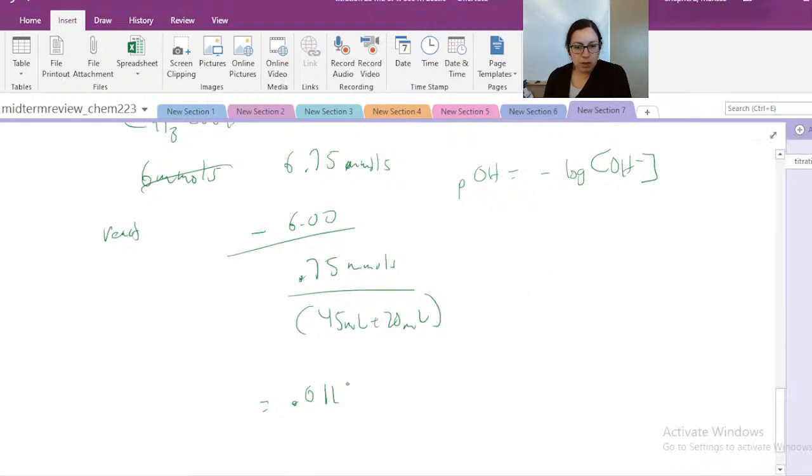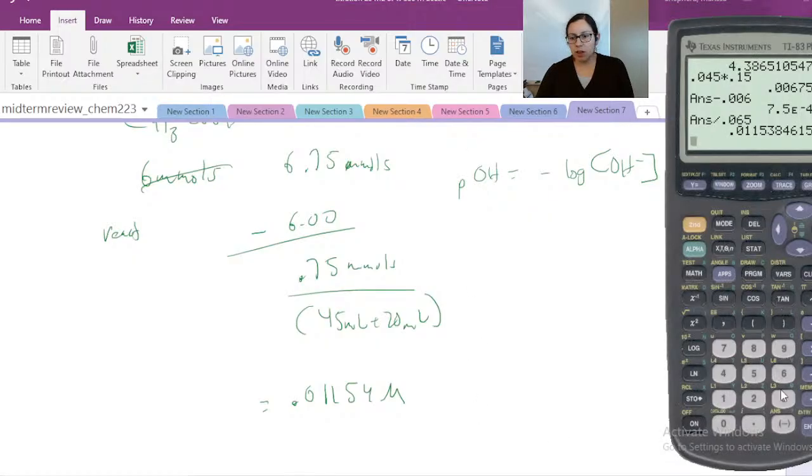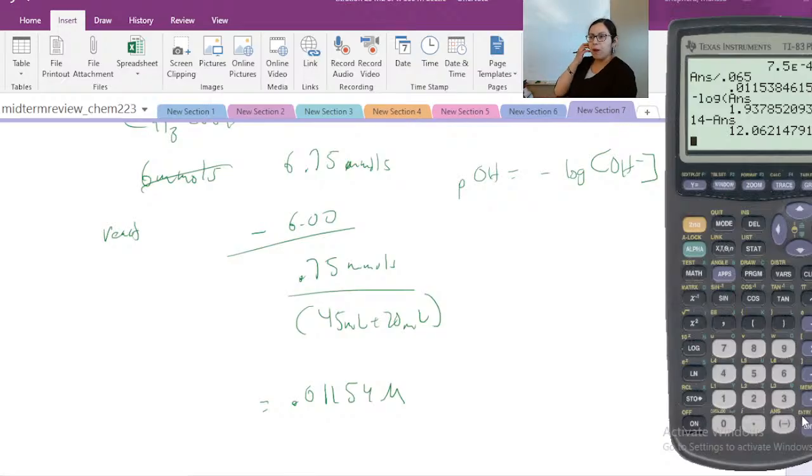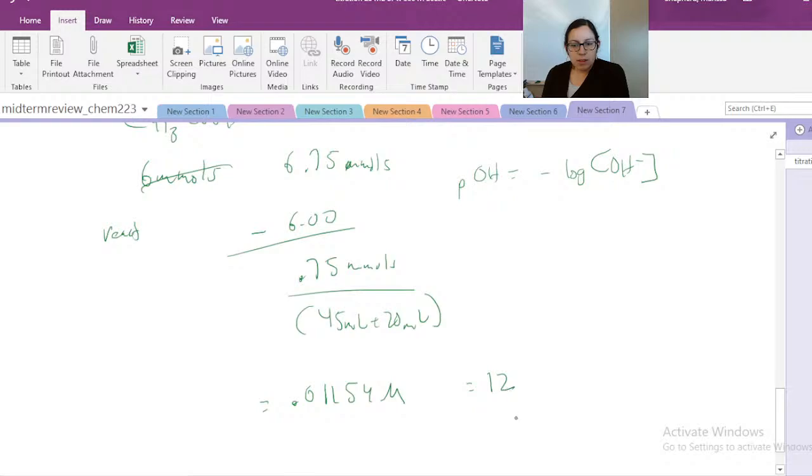So is this what we get for our hydroxide concentration? And then we can plug it into our pOH formula. So there's our pOH, and then of course we need to do 14 minus that. And since we are past the equivalence point, I would expect it to be pretty basic. So 12.06 for our pH there.